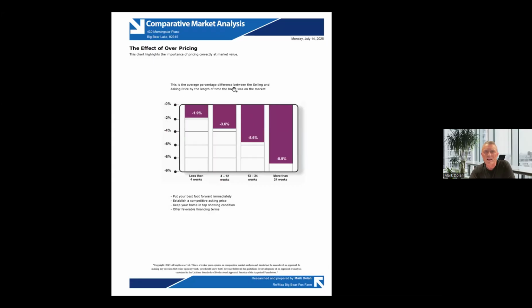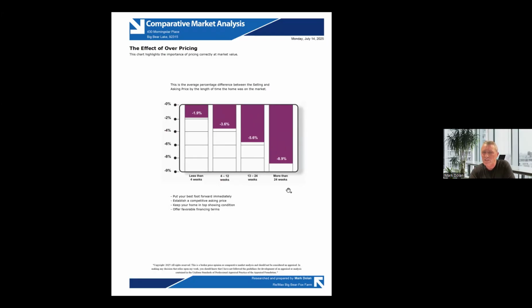I like this one. The average percentage difference between the selling and asking price by length of time the home was on the market. If it's less than 4 weeks, the average is just under 2% discount. The longer you're on the market, the more you're going to have to discount the price. And on top of that, you might have to reduce the price.